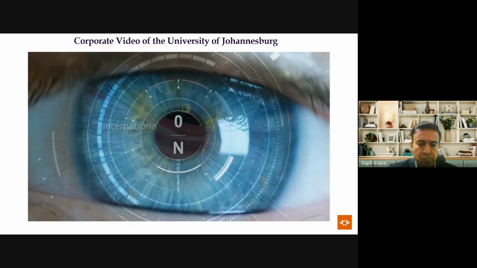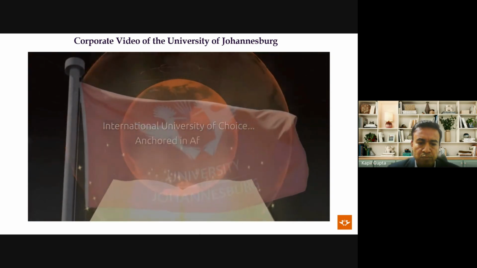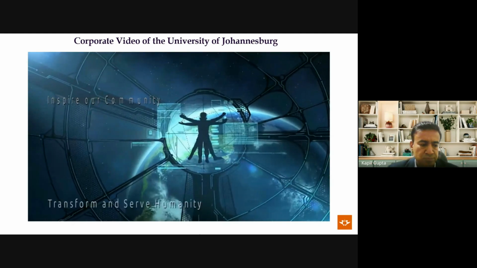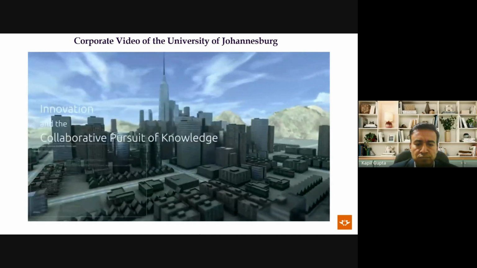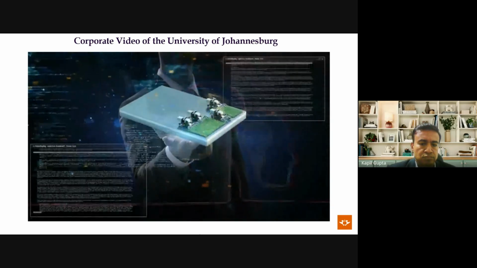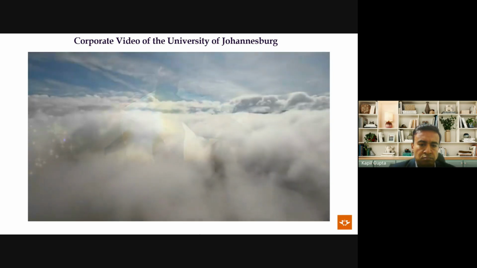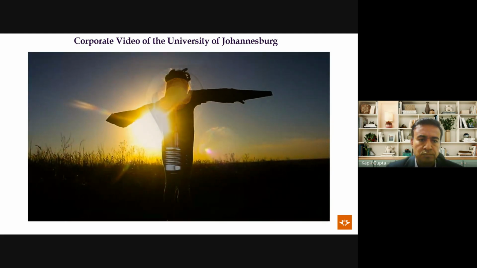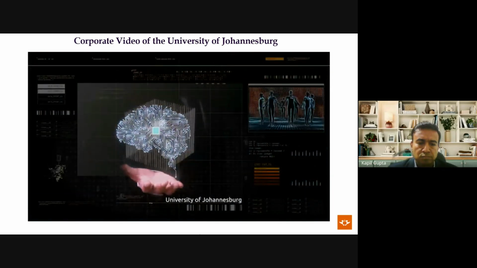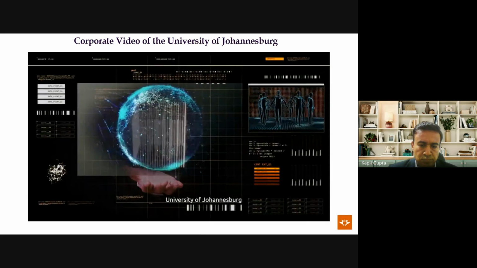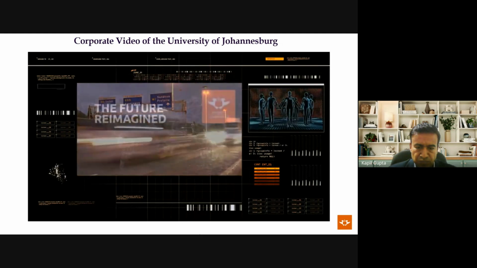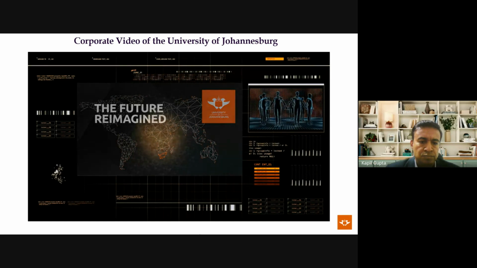We have a vision to be an international university of choice, anchored in Africa, dynamically shaping the future. Our mission is to inspire our community to transform and serve humanity through innovation and the collaborative pursuit of knowledge. And it's our values that underpin everything we do. And the first of those values, the one on which we build, is imagination. It's through imagination that we learn together from our diversity. When in 2005, 3 institutions became one, it was more than just a change of name. We took on the essence of the economic hub of Africa, Johannesburg, vibrant, dynamic, and like us, paving the way in a new South Africa, reimagining tomorrow.